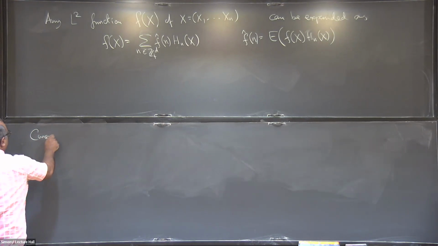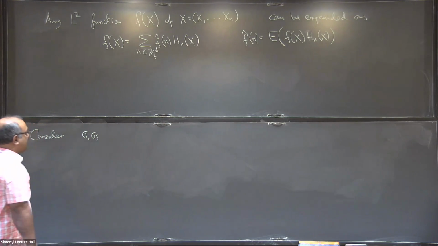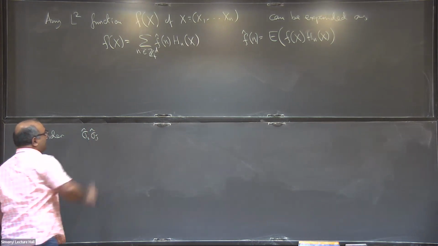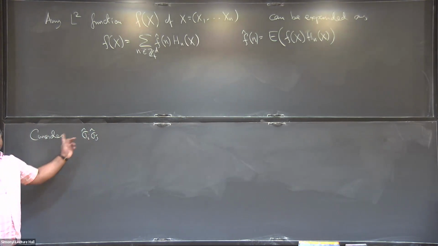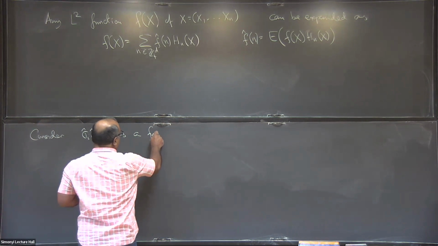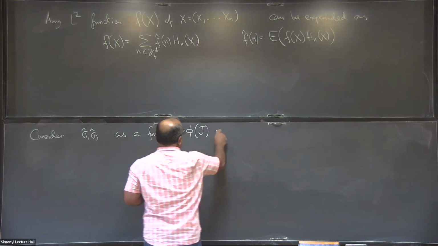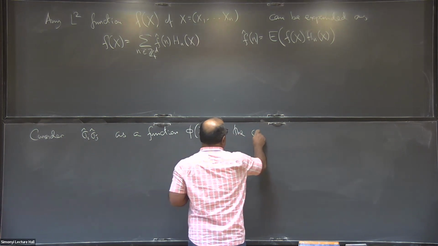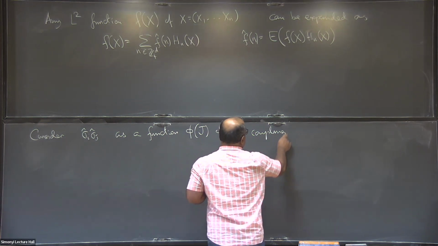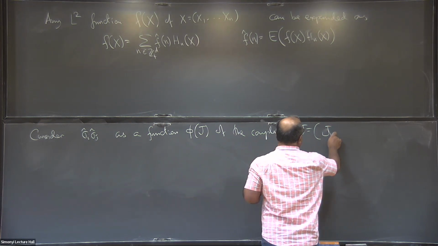Consider sigma hat i, sigma hat j, the product of the ground state spins at i and j, as a function phi_ij of the couplings. This is the whole collection of couplings, J_KL.